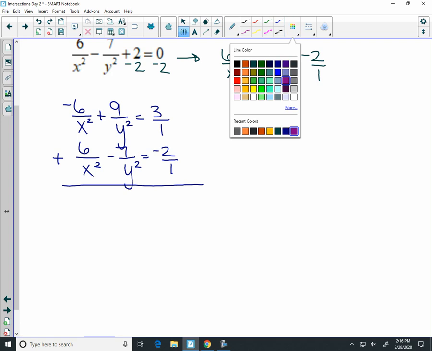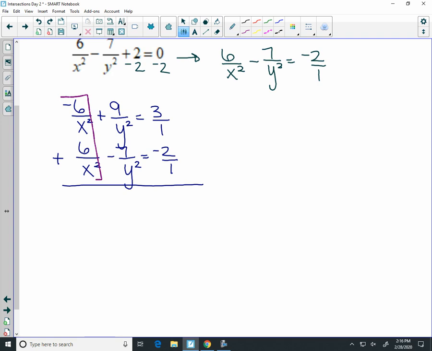All right. Watch this. Goodbye. What's 9 minus 7? Yeah, and that's the work we're doing here because these have common denominators. So don't make it harder than it is. You're doing 9 minus 7, 2 over y squared equals 3 plus negative 2. Cross multiply. 2 times 1. Y squared times 1. What kind of radical 2's do I have? Plus and minus.